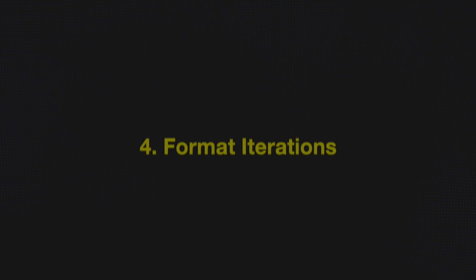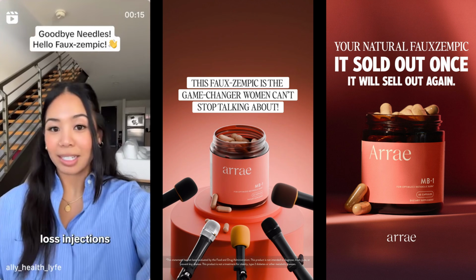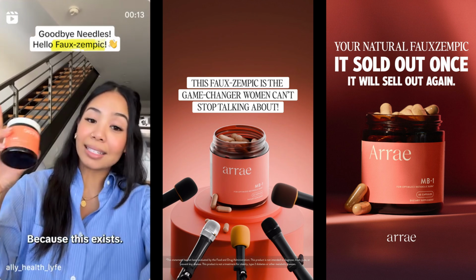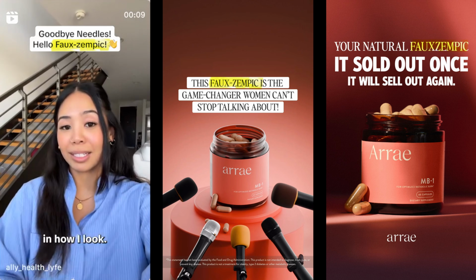And number 4 is format iterations. If you find that a piece of creative is doing well and you already did a few variation tests within that initial test and you found that just one specific variation iteration is really doing well, it is safe to assume that it is likely going to be a part of the messaging, which is why it's working so well.